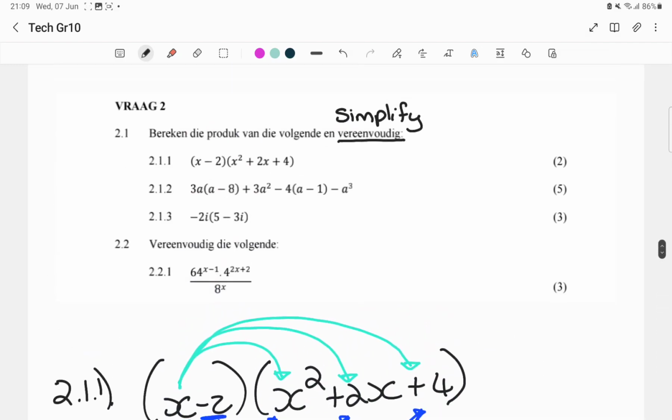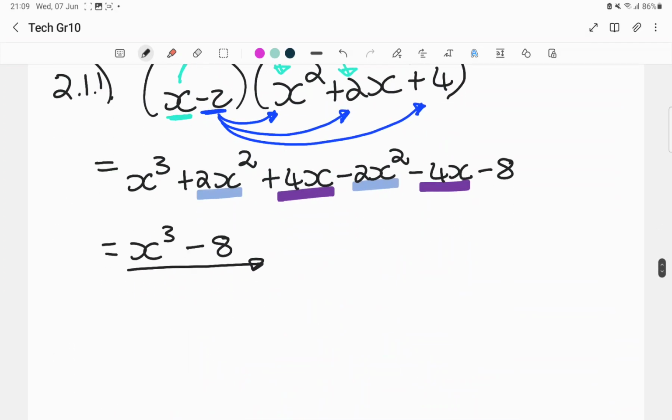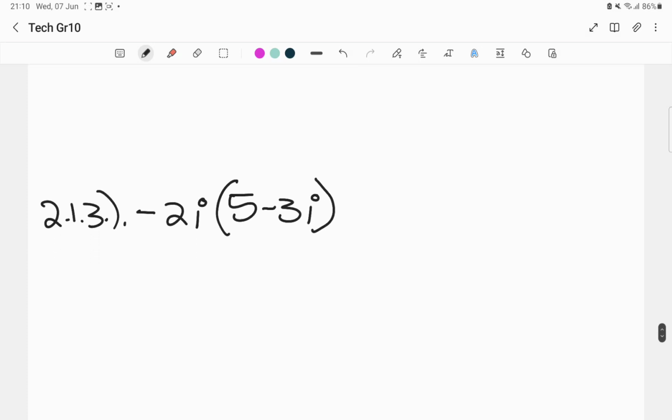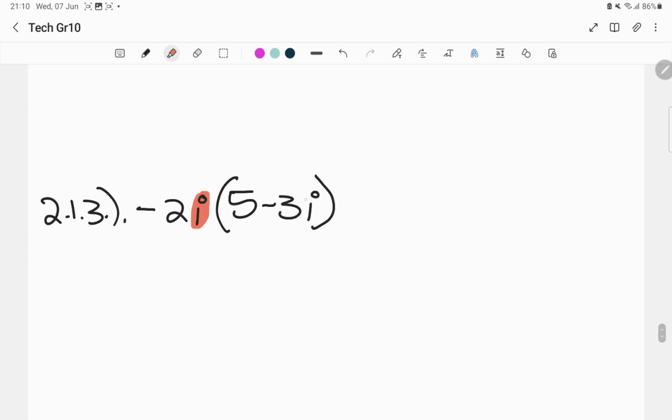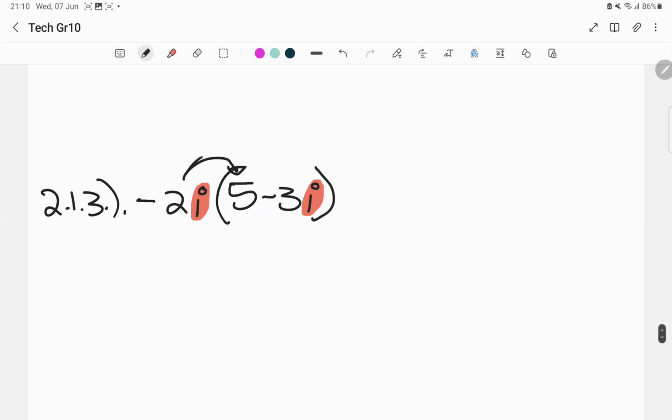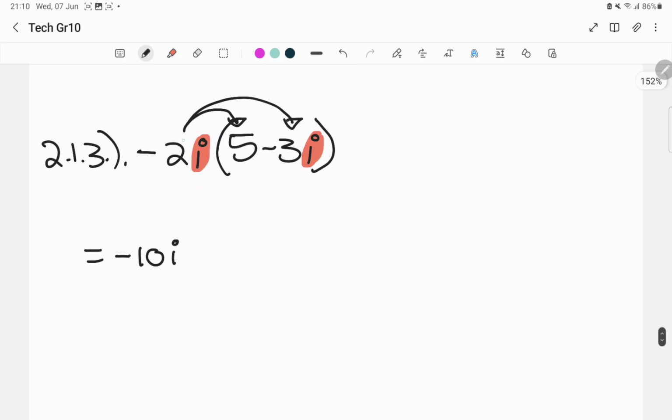Alright, so going back to question 2.1.3, once again I also have another bracket, except now I also have my imaginary numbers. I have an i. But we're going to do exactly the same thing, so just imagine that that is actually an x. So I'm going to say minus 2i times 5, so I can say minus 2i mal 5, wat word minus 10i. But I'm also going to take my minus 2i, multiply with negative 3i, so minus 2 times negative 3 becomes positive 6, i times i will become i squared.